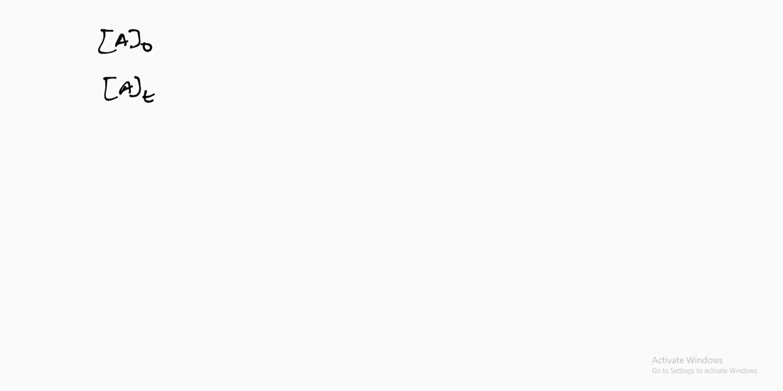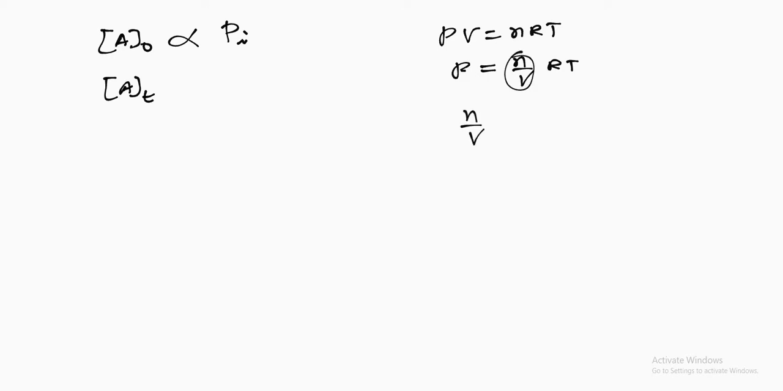The initial concentration of the reactant is directly proportional to the initial pressure of the vessel. Why? Students, concentration and pressure, yes, you can relate, they are directly proportional, because you know very well the ideal gas equation PV equal to nRT, or P equal to n by V into RT, or I can write n by V is directly proportional to P. n by V is nothing but concentration. So concentration is directly proportional to pressure.